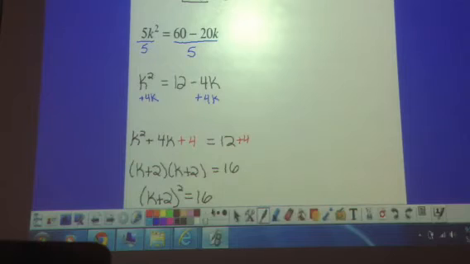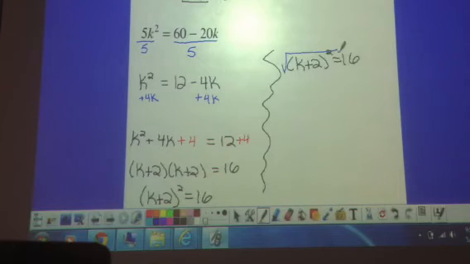Now that I have it written in terms of a square, I can solve by square roots. So I'm just going to recopy this up here. k plus 2 squared equals 16. I would really like to subtract the 2, but I can't because I have this squaring power. So I'm going to undo that by taking the square root of each side.